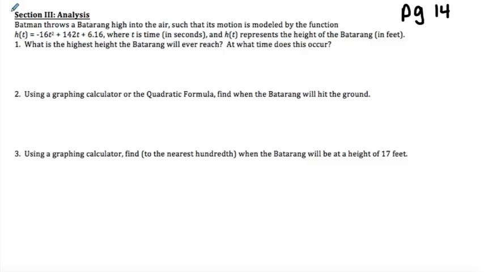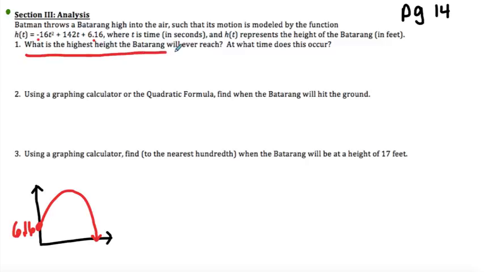All right, section 3. Now, I don't love the question. I'm sorry, I should have taken it off, but I do like the concept. Batman throws a batarang high into the air so that its motion is modeled by the function. Now, it is a quadratic function, so if I'm throwing something up into the air, it goes up and eventually hits the ground. I know that it's an upside down parabola because it's negative in front of the function. I know that the y-intercept is 6.16, so that means that's the initial height. But it's asking, what is the highest height the batarang will ever reach, and at what time does this occur?